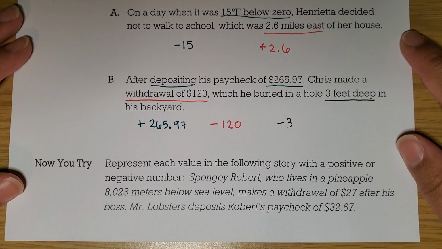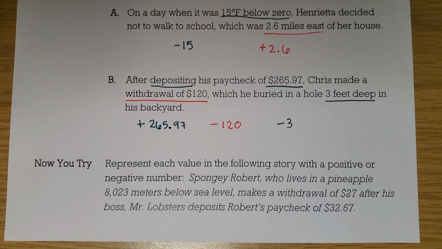So here's an example for you to try. Read this little story about Spongy Robert and represent each number with a positive or negative number.